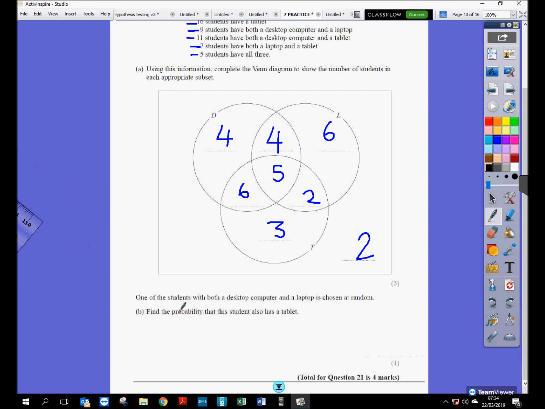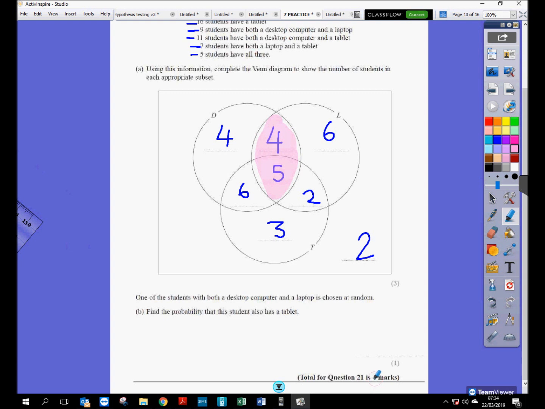Now, you need to be very careful with this question. This is called conditional probability. It's when it's restricted to a certain area of the Venn diagram. One of the students with both a desktop computer and laptop is chosen at random. So the first thing I'm going to do, I'm going to highlight that region on the Venn diagram. One of the students with a desktop and a laptop. That's this area here. It's where the D circle and the L circle overlap.